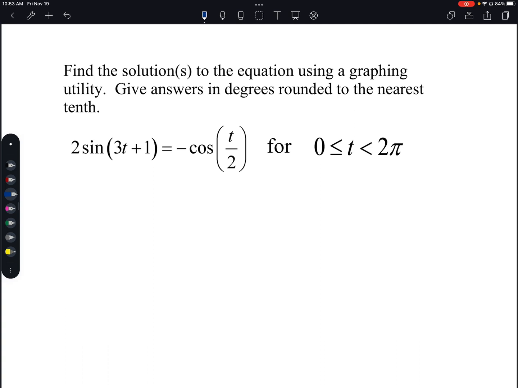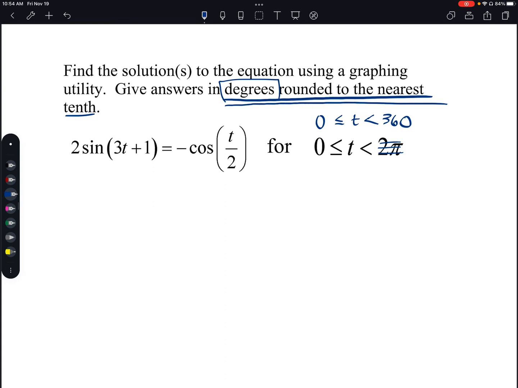Last one says, find the solutions to the equation using a graphing utility. That means a graphing calculator of some sort. It says, give answers in degrees rounded to the nearest tenth. So they tell us they want our answer in degrees. So we're thinking our interval should be from 0 to 360 degrees, not 0 to 2 pi on this one, because it already told us we're doing degrees.